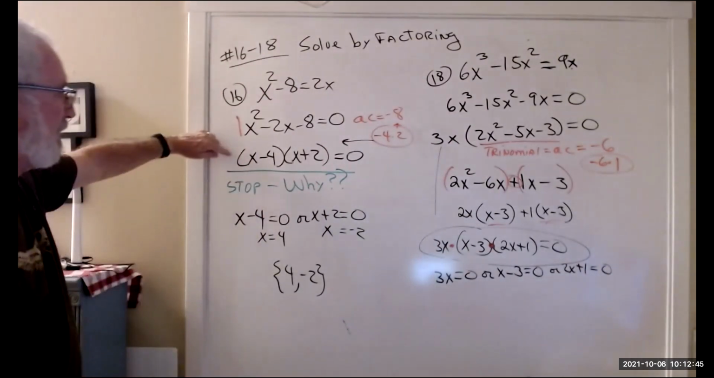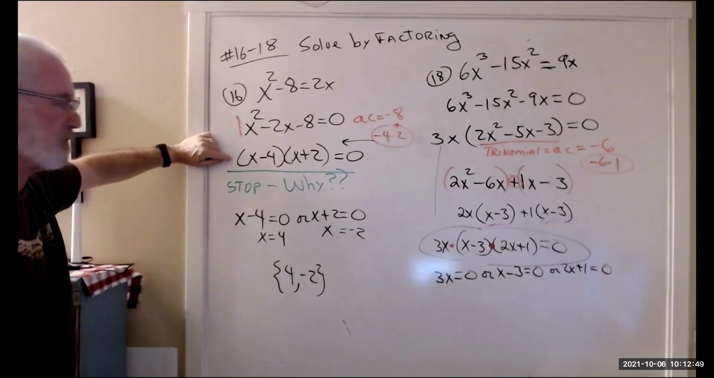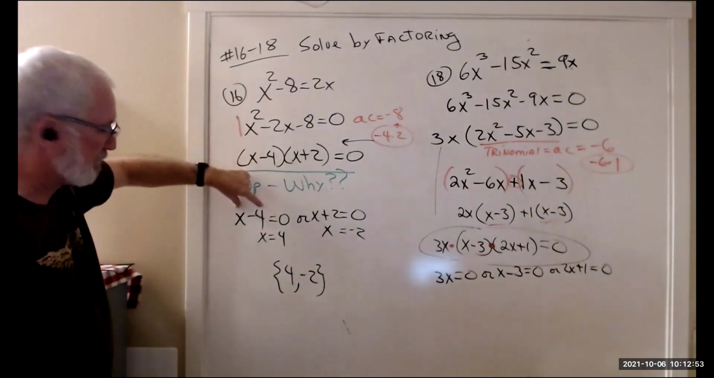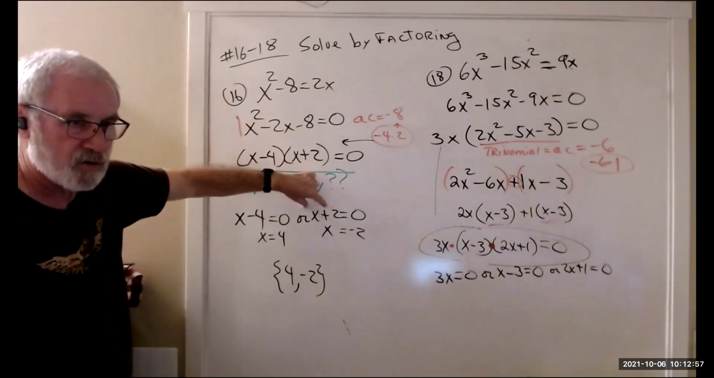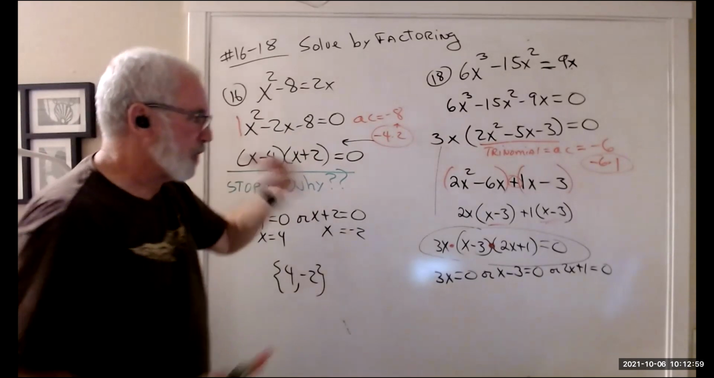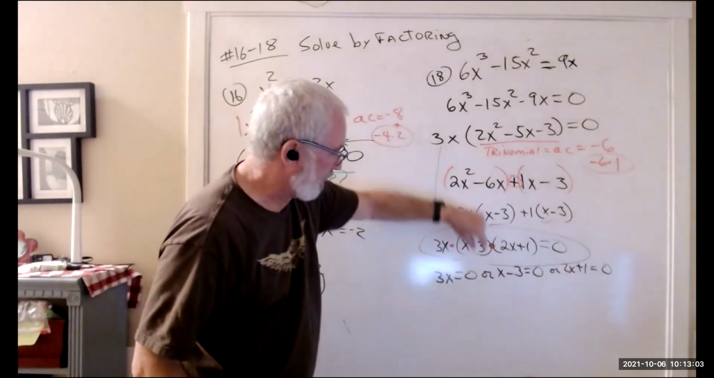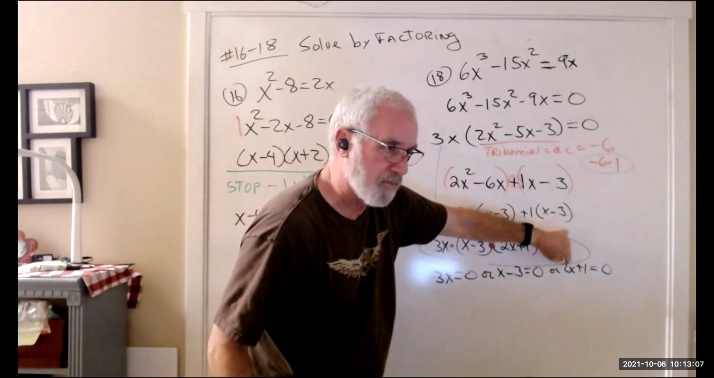That's the same thing I did here. After I factored it, I took each factor and split it up and said either the first factor equals 0 or the second factor equals 0. Well, this one had 3 factors. Either the first factor equals 0, or the second factor equals 0, or the third factor equals 0.